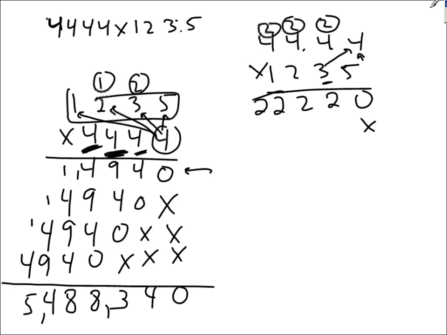Okay, 3 times 4 is 12, carry 1. 3 times 4 is 12, plus 1 is 13. Again 13, and again 13. Okay, let's clean this up a little bit.